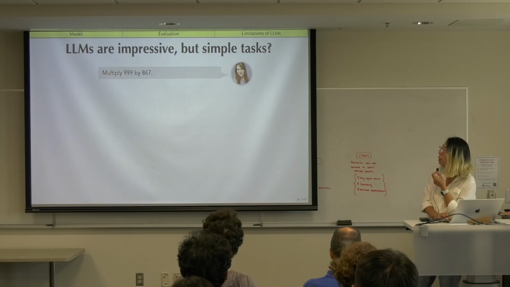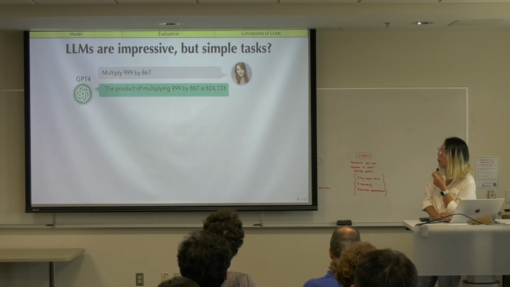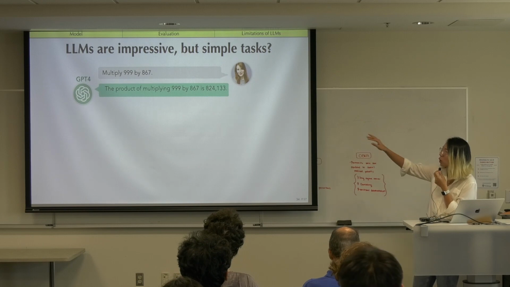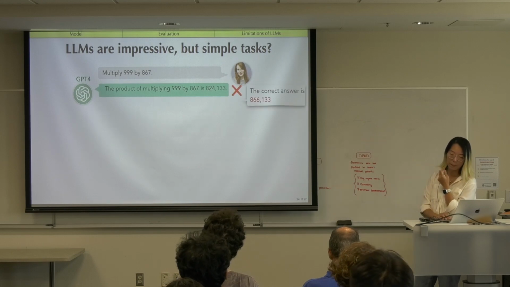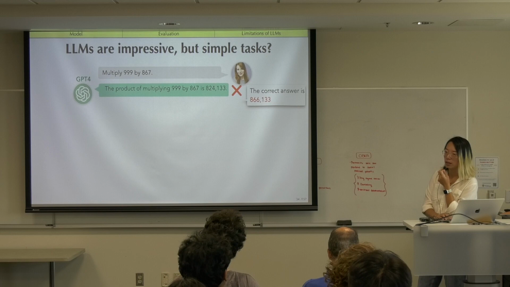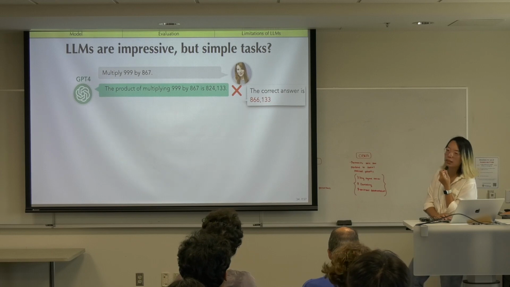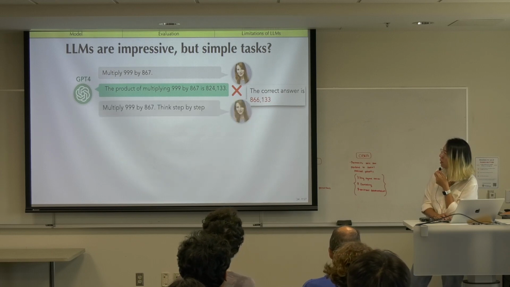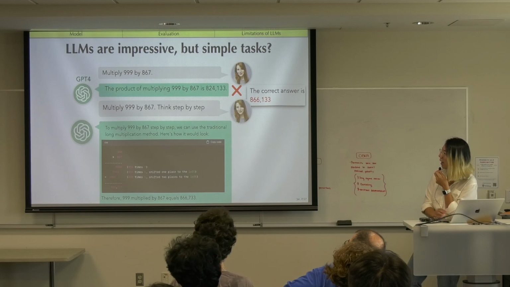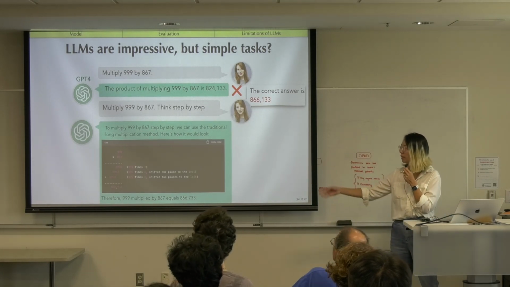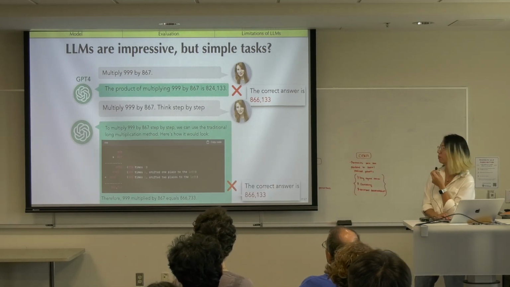And this is a simple multiplication task where it seems like it gives you a really reasonable answer, but that's not true, not the correct answer. What if you ask it to think step by step? It gives you something that looks really sensible, but still incorrect.